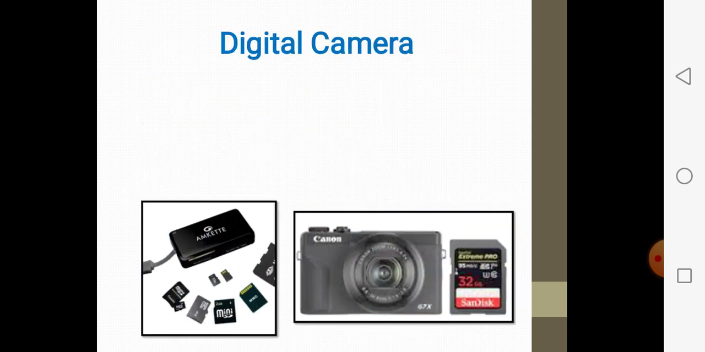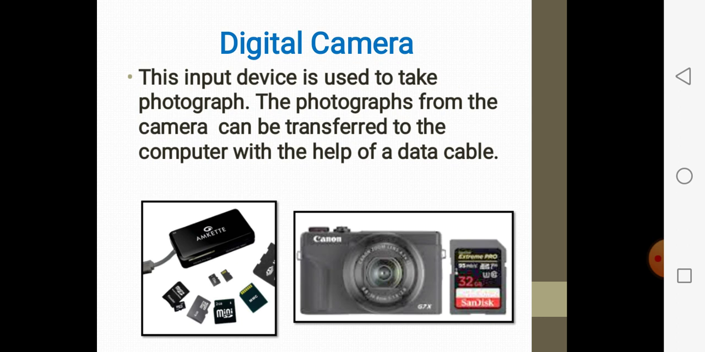Now see the next one, digital camera. Nowadays there is so much craze for pictures, right? All are taking selfies and using TikTok too much. So this digital camera we mostly use for taking photographs. Photographers use this. This input device is used to take a photograph, and the photographs from the camera can be transferred to the computer with the help of a data cable. See here I put one data cable and nearby that, memory cards. This memory card we have to insert in this card reader, and from this device we can transfer the data to a computer.